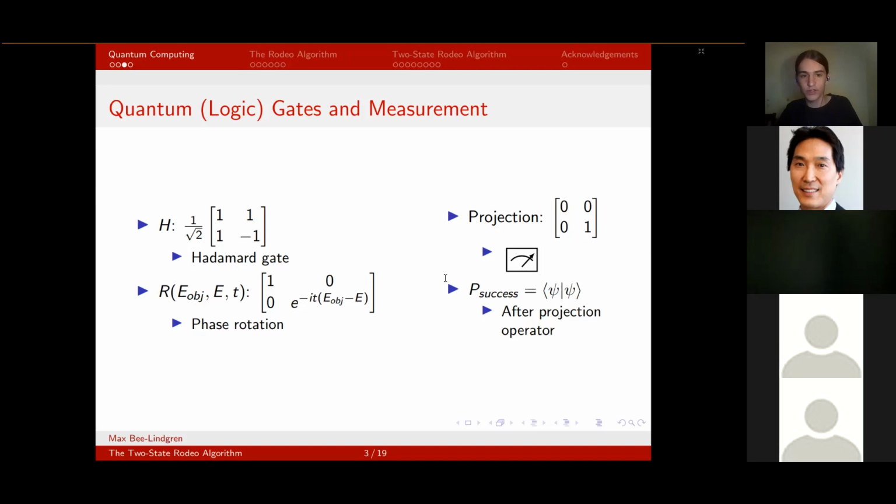This phase rotation is basically semi-analogous to a time evolution, except it only evolves the 1 state of the qubit. So this is, well, I'll get into more detail on this phase rotation.